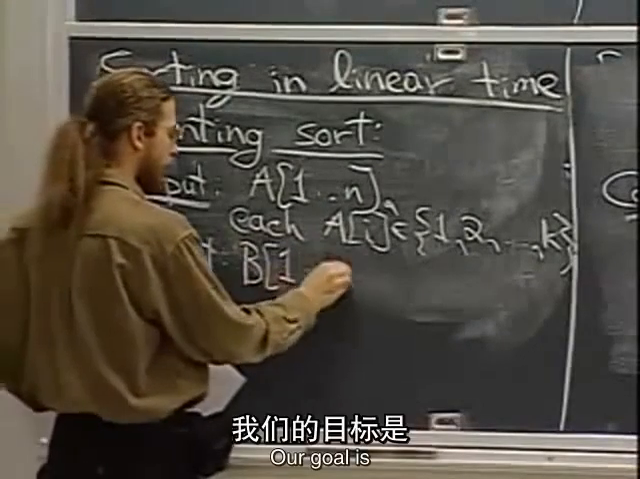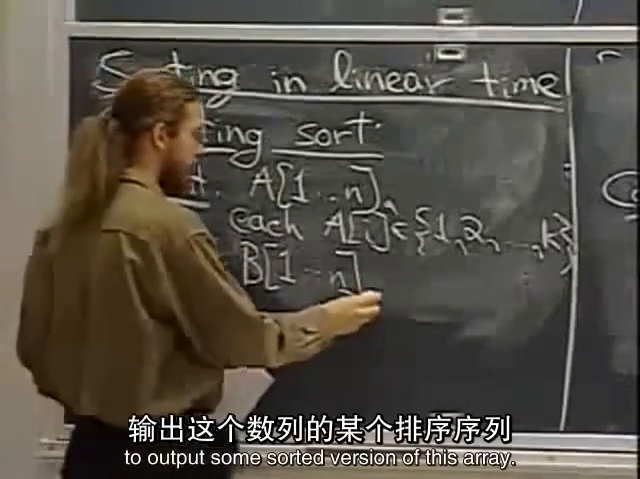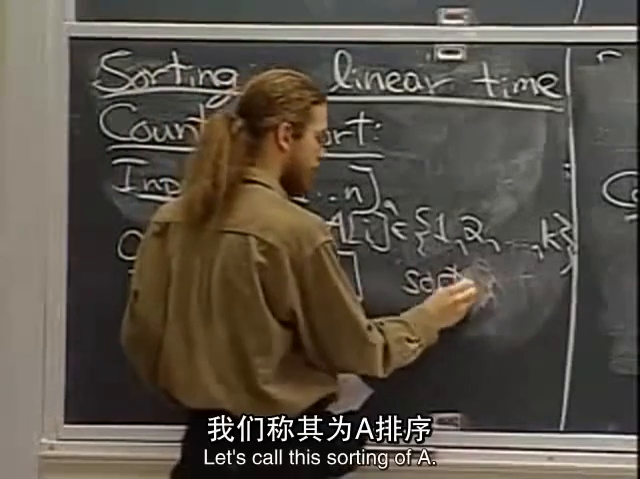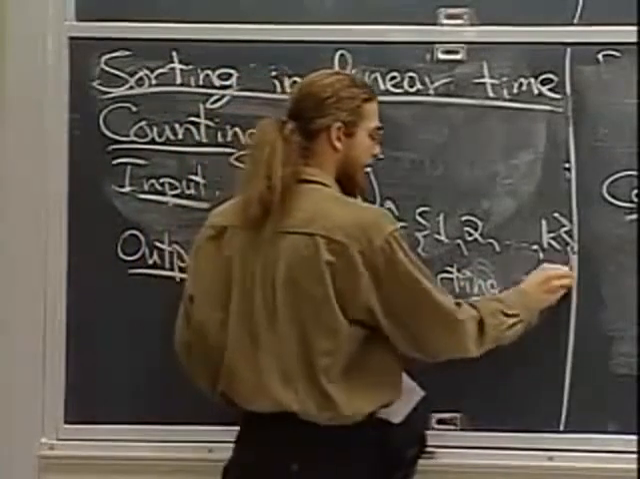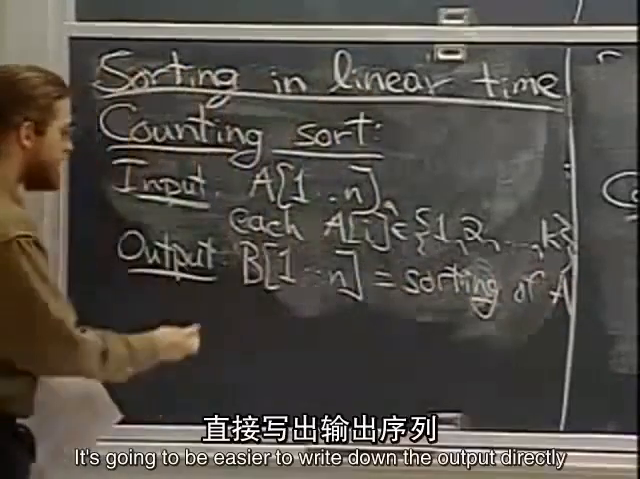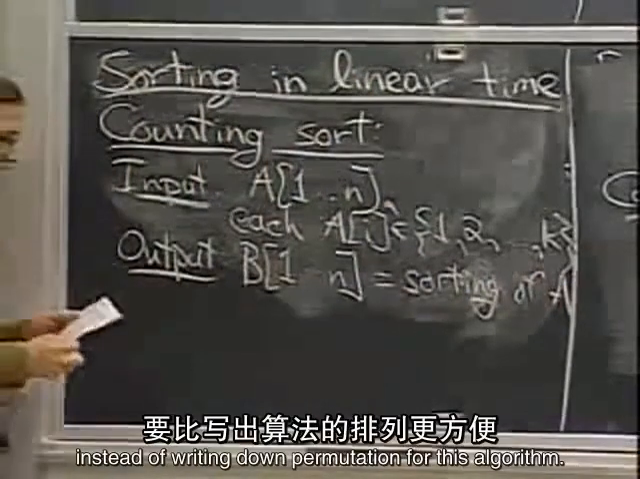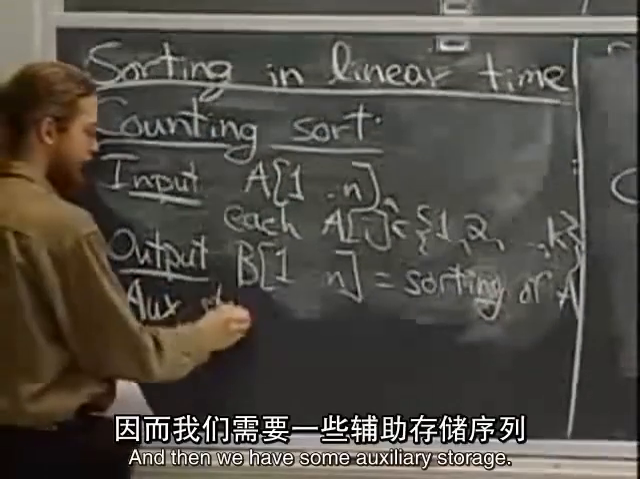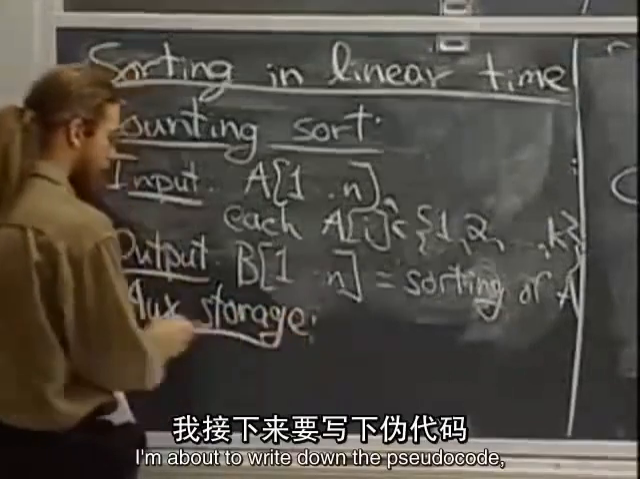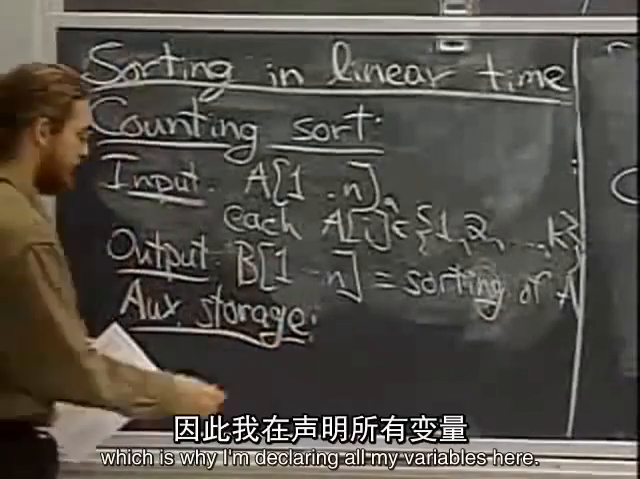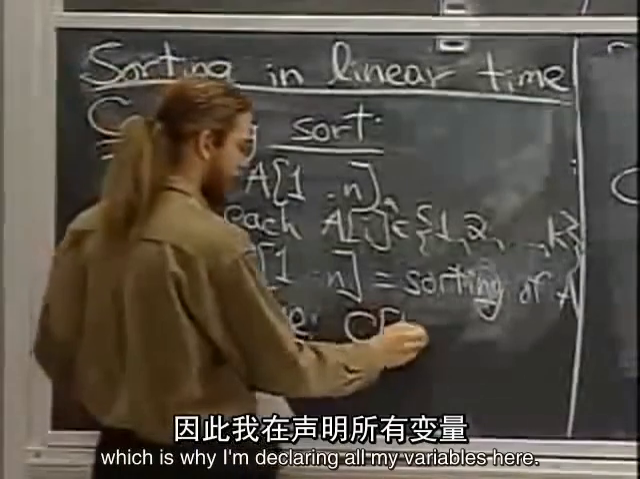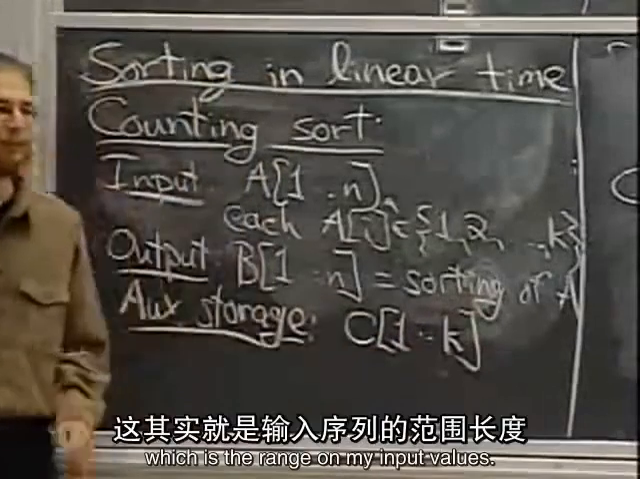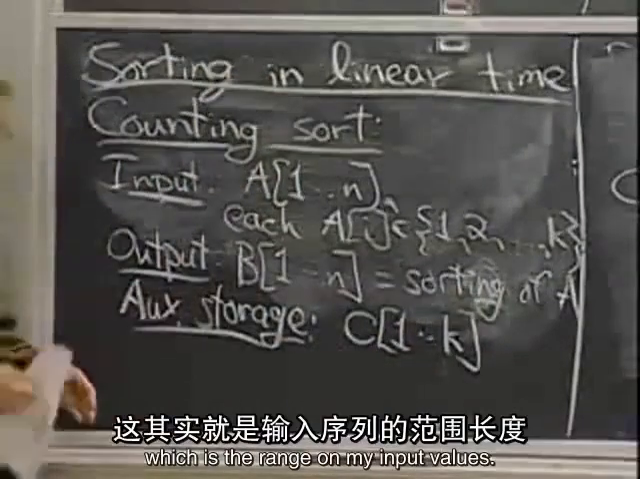Our goal is to output some sorted version of this array. Let's call this sorting of A. So it's going to be easier to write down the output directly instead of writing down a permutation for this algorithm. And then we have some auxiliary storage. I'm about to write down the pseudocode, which is why I'm declaring all my variables here. And the auxiliary storage will have length k, which is the range on my input values.